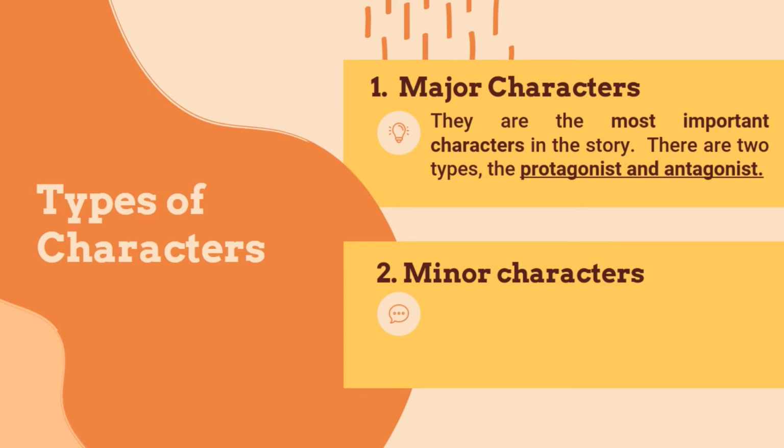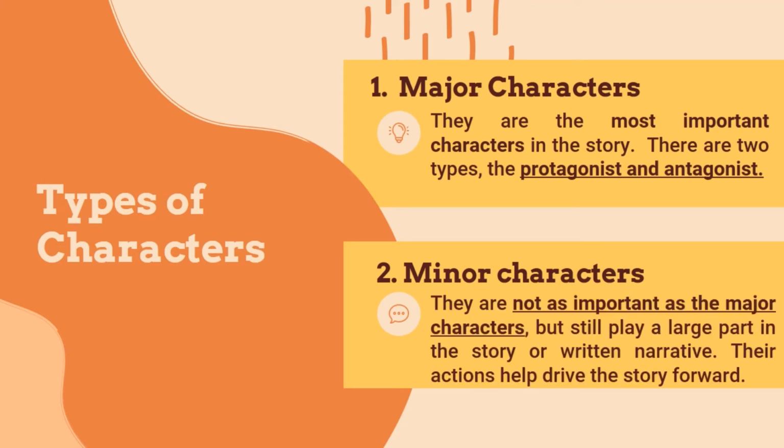Number 2, minor characters. They are not as important as the major characters but still play a large part in the story or written narrative. Their actions help drive the story forward. They may affect the decisions the protagonist or antagonist makes, either helping or interfering with the conflict. Characters can have different traits. Major characters will usually be more dynamic, changing and growing through the story, while minor characters are more static. Example of a minor character is Professor Flitwick.